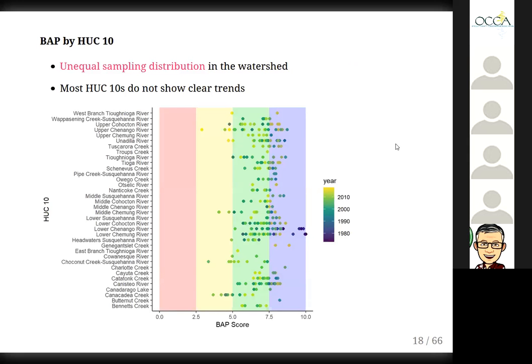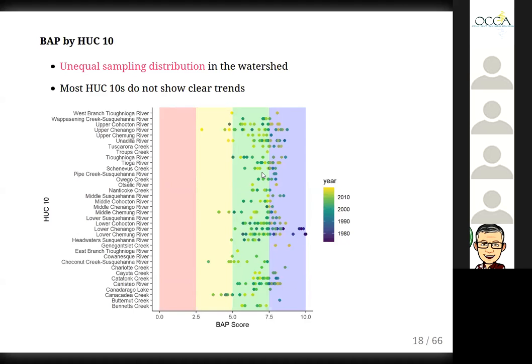So one of the things that we need to emphasize is that the data collected for the BAP score has a pretty unequal sampling distribution in the watershed. Here the y-axis is showing you the different HUC 10s, and the colors indicate the year when these data were collected. The darker colors are older data and the lighter colors are newer data. So there's only a couple of data points that are really dark, and these are in the lower Chenango River and lower Chemung River.